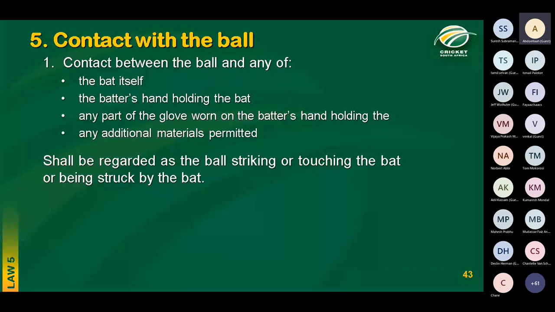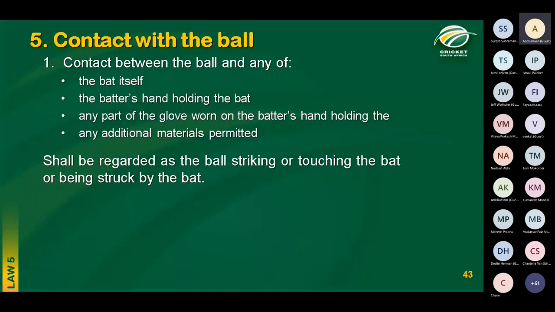Also, contact between the batter's hand holding the bat. So if the ball goes against the batter's hand holding the bat, and the ball then pops up into the air and gets taken, let's say, by the keeper or the slip, the batsman can be given out. Any part of the glove worn on the batter's hand. The important part here is it needs to be the glove worn on the batter's hand holding the bat.